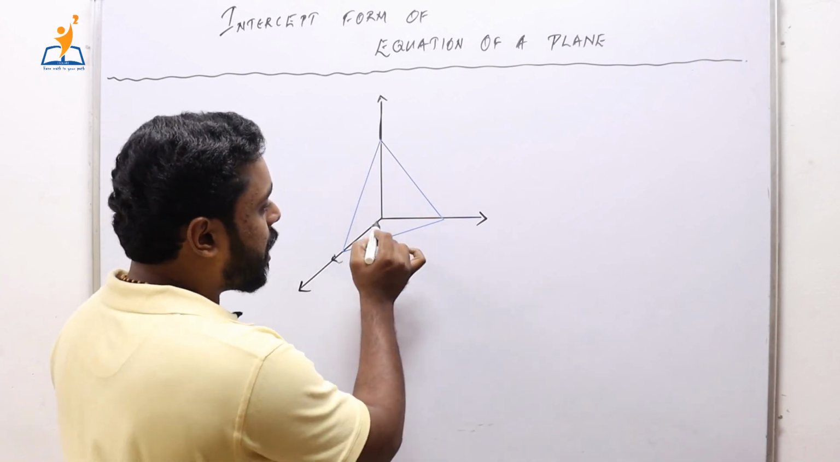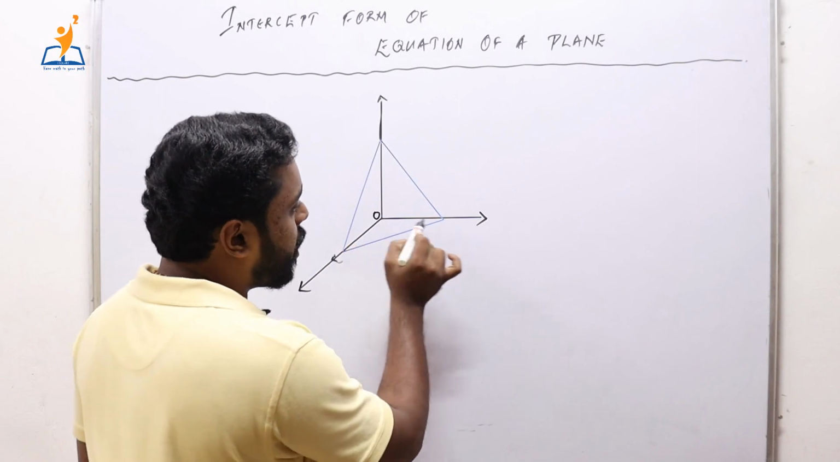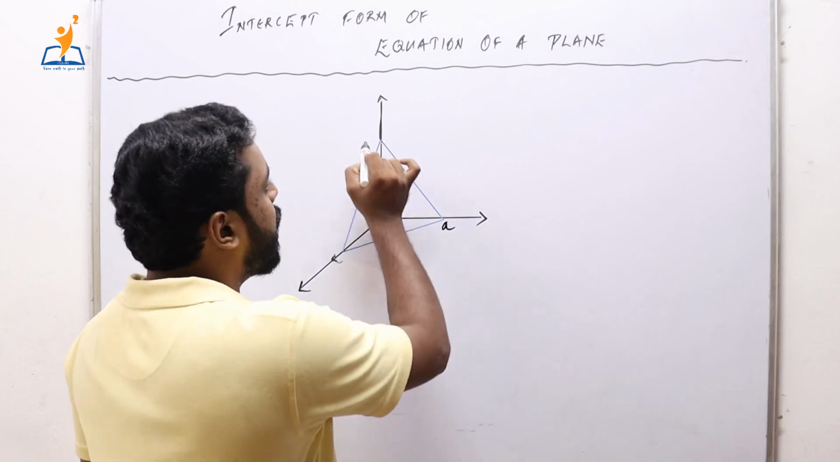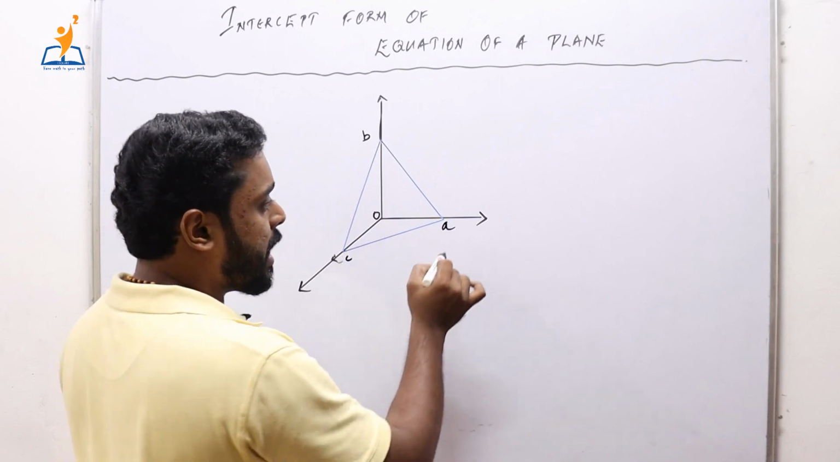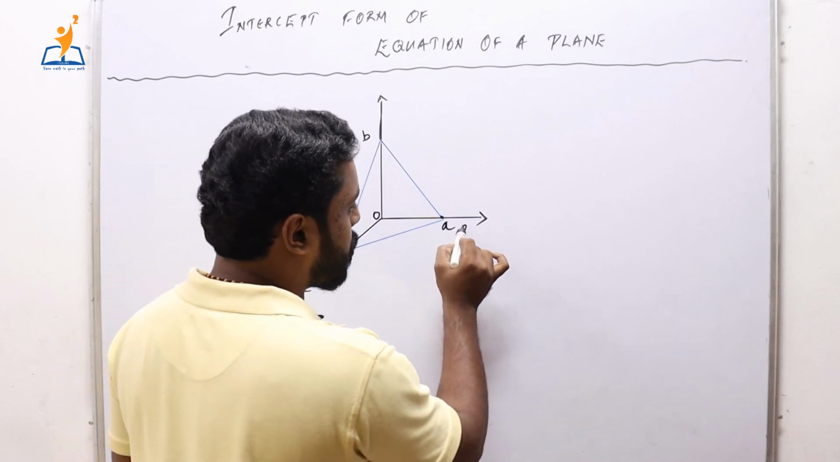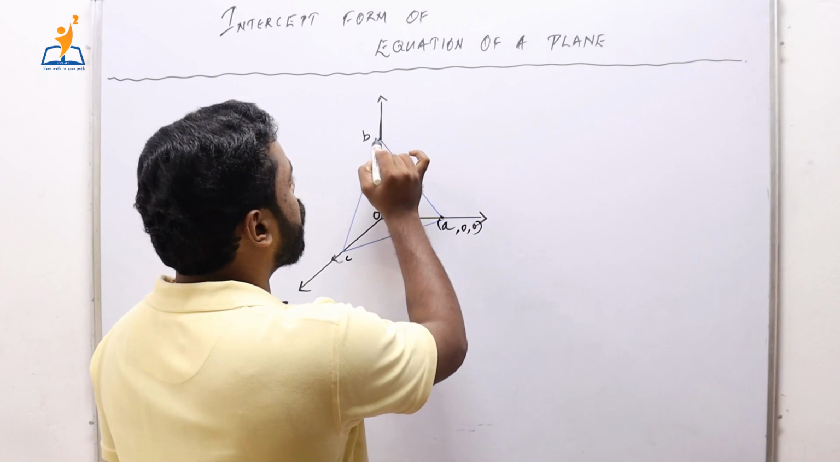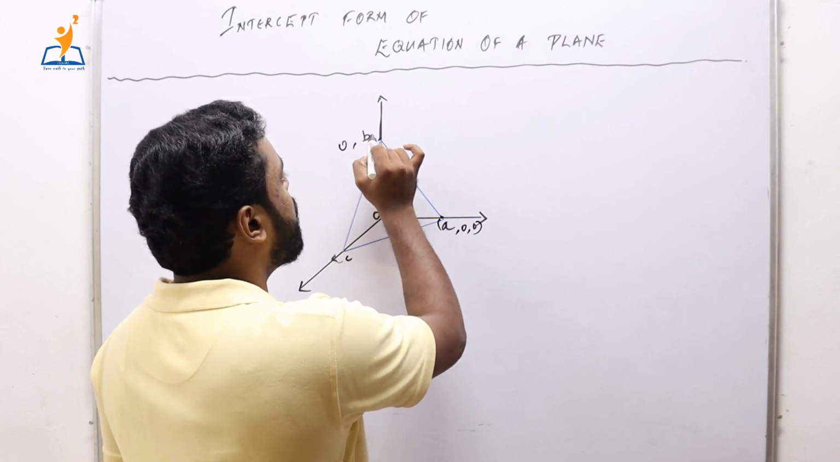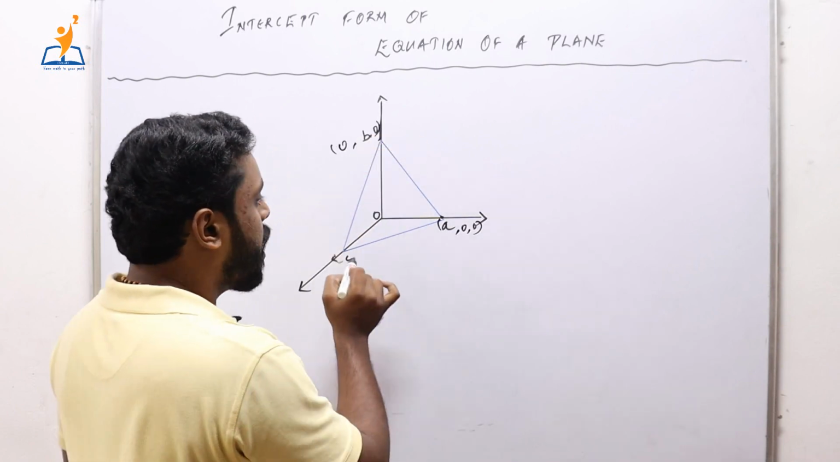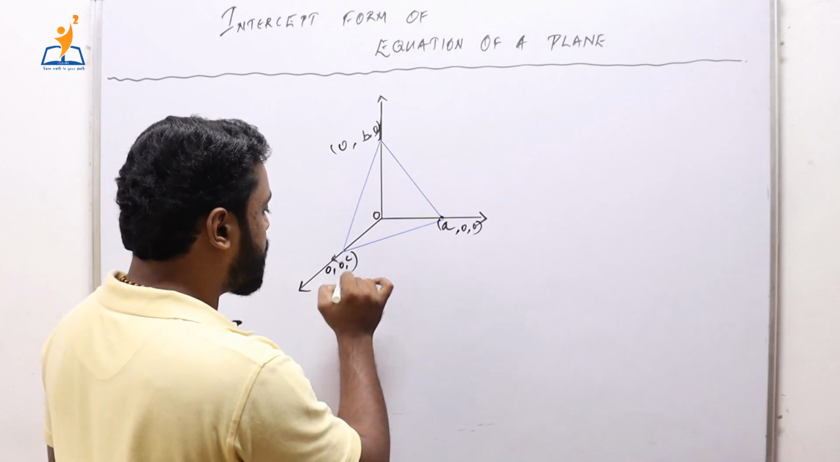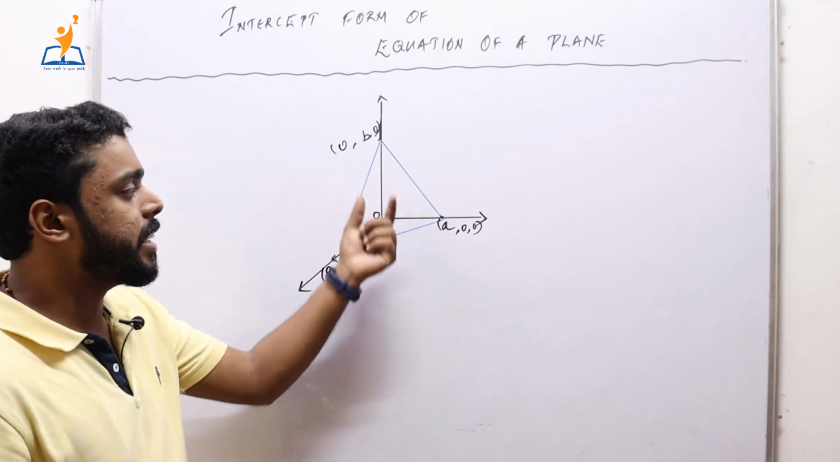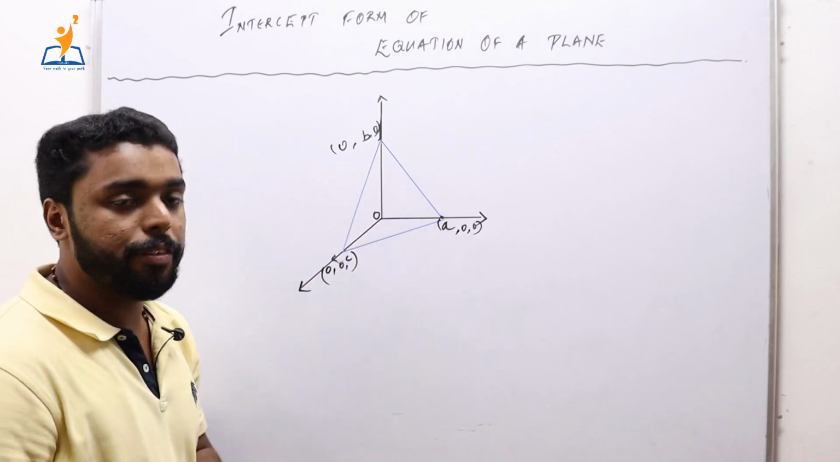Let me name the distances. This is the origin. Suppose the distance here is a, the distance here is b and this distance here is c. More precisely, the coordinates of this point are a, 0, 0. The coordinates of this point are 0, b, 0, since this is the y-axis, and the coordinates of this point are 0, 0, c. So these are the intercepts made by the plane in different positions.